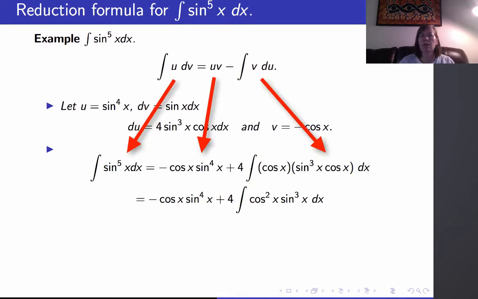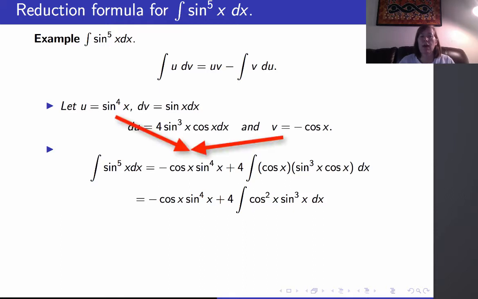Plugging this into our formula, we get the integral of sine to the 5x, which is sine to the 4 times sine of x dx, is minus cosine x times sine to the 4x, that's u times v, plus 4 times the integral of cosine x times sine cubed x by cosine x dx, which is minus the integral of v du. And tidying up a little bit, this is minus cosine times sine to the 4x plus 4 times the integral of cosine squared of x times sine cubed of x.